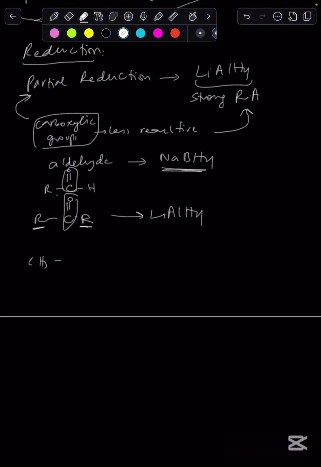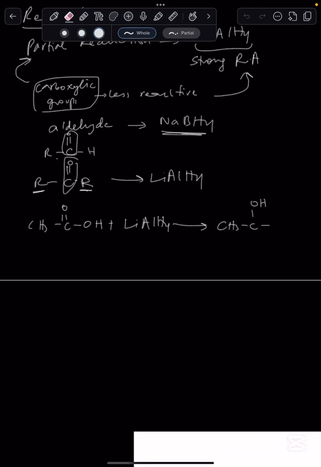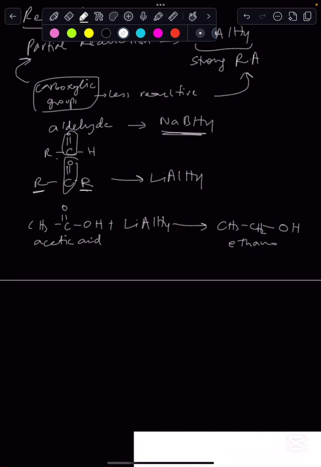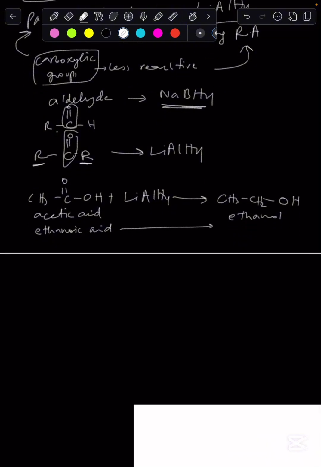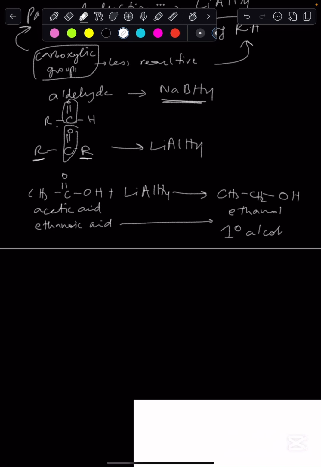So if we react with lithium aluminum hydride, we reduce it and then we form an alcohol. What we form here is an alcohol. Ethanoic acid is going to form ethanol. Propanoic acid is going to form propanol. So it's going to form only primary alcohols.